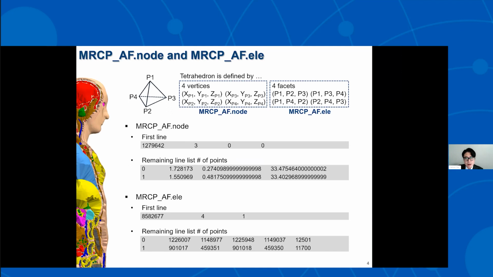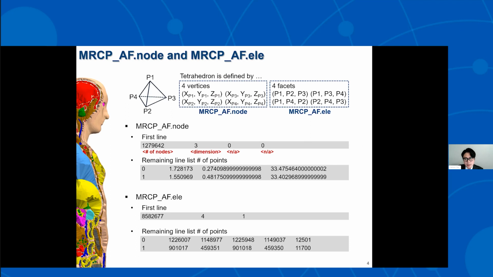Among these phantom data files, the node and element files are for the tetrahedral mesh phantoms. As mentioned in the previous presentations, the ICRP 145 phantoms developed for the Monte Carlo dose calculations are the tetrahedral mesh phantoms composed of millions of tetrahedrons. So I think it'll be helpful for the users to understand the structure of these files for the Monte Carlo dose calculations. The node file contains the point data making up the tetrahedrons.